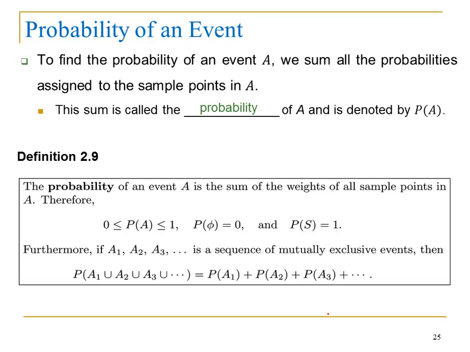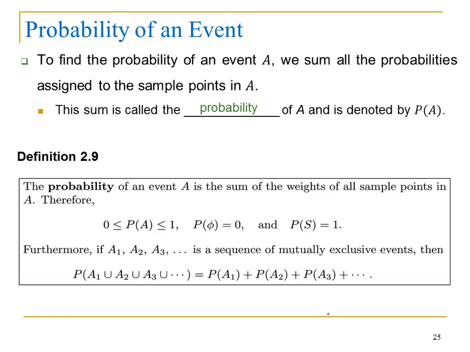Okay, so here's the definition of a probability of an event. Probability of an event A is the sum of the weights of all the sample points in that event. Therefore, probability of A is always between 0 and 1. The probability of the empty set is 0 because you have no outcomes. And the probability of the sample space, where you have all the outcomes, is always equal to 1. Okay? So if A is the same as the sample space, you know that the probability should be equal to 1.